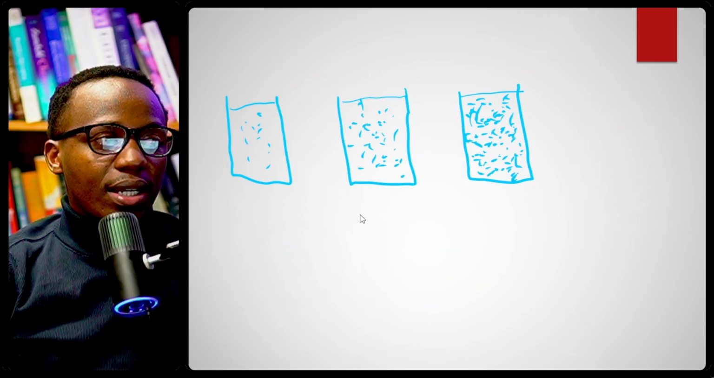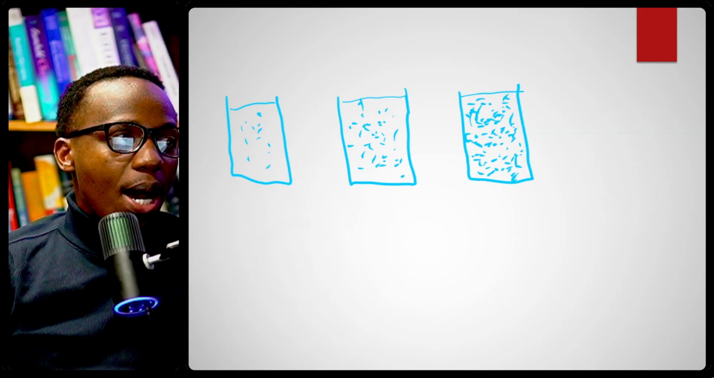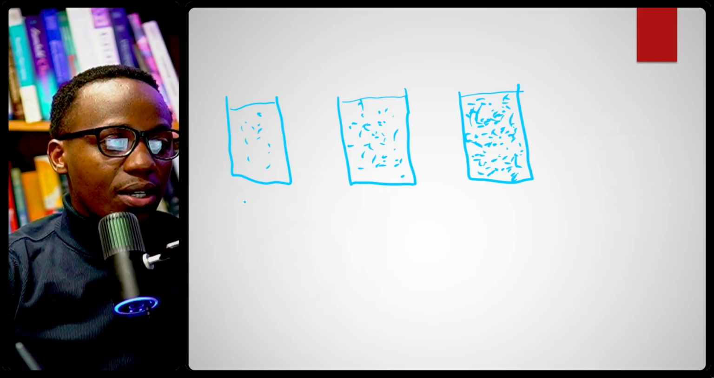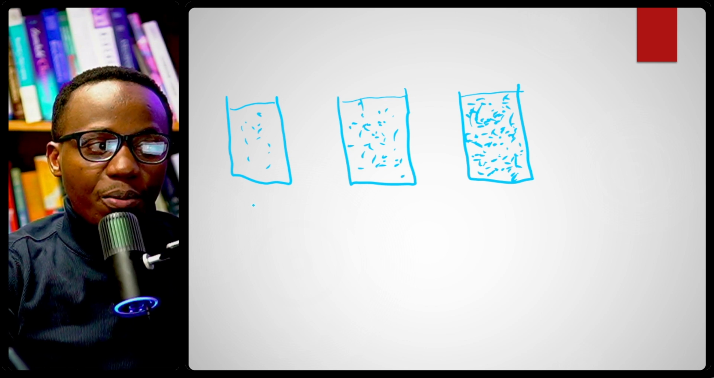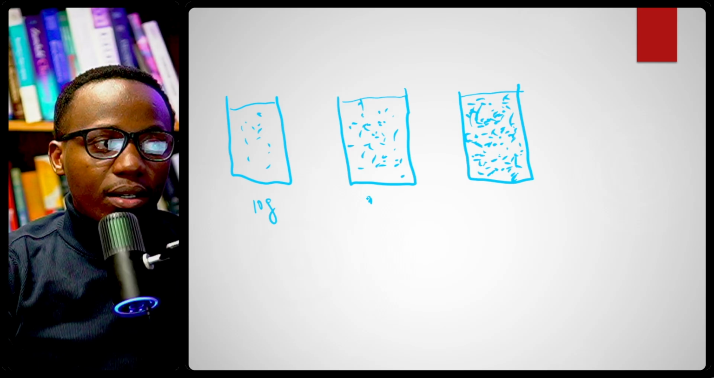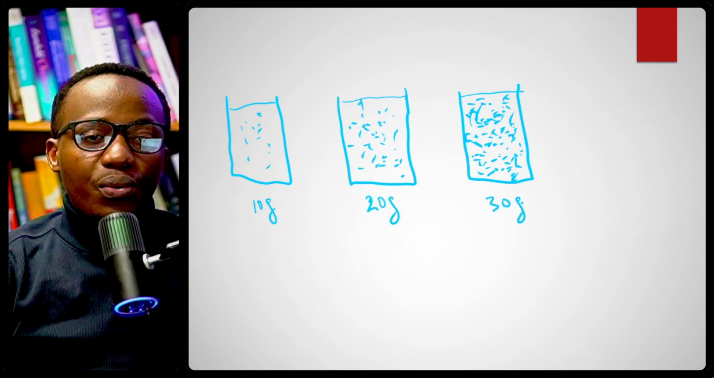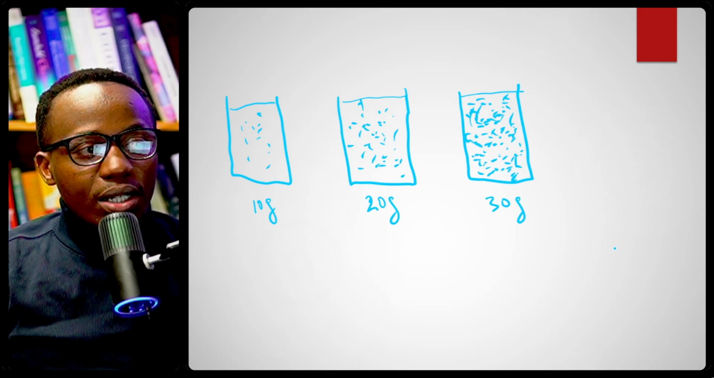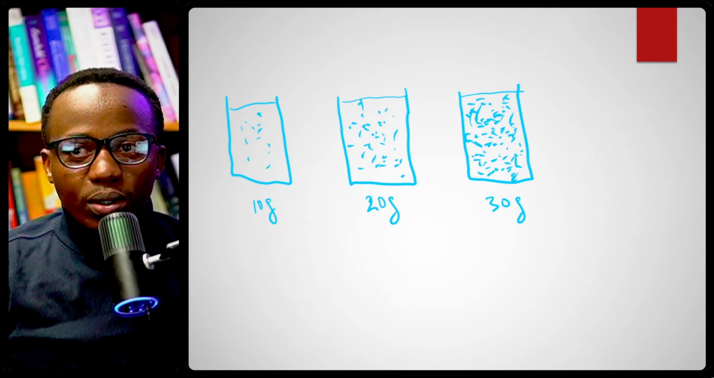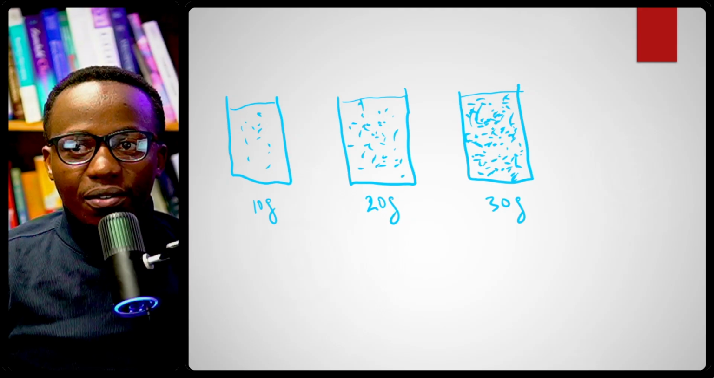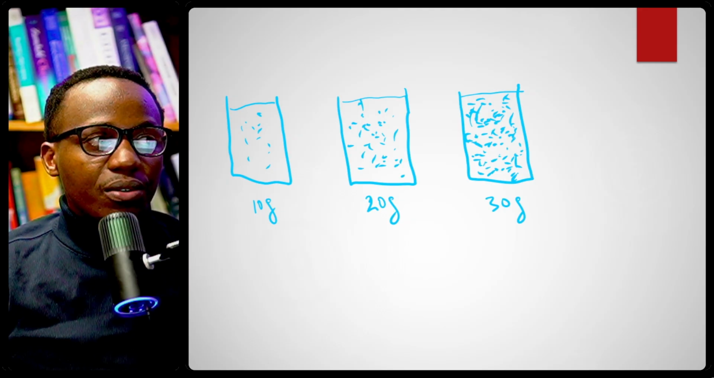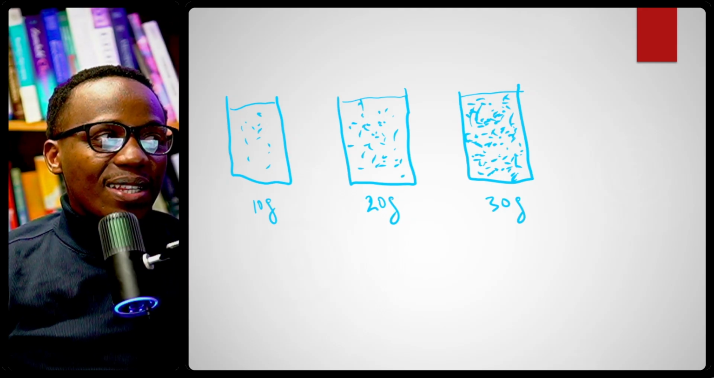So here they said, I don't remember the exact amount. I think it might have been like 10 grams in each bag that I gave you, but let's just say 10 grams, right? And then 20 grams and then 30 grams, right? So if you have a different amount of salt in each beaker, then the freezing point is going to be different. How are we going to check the freezing point?